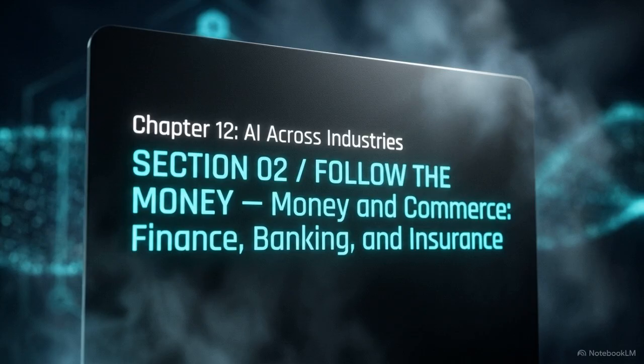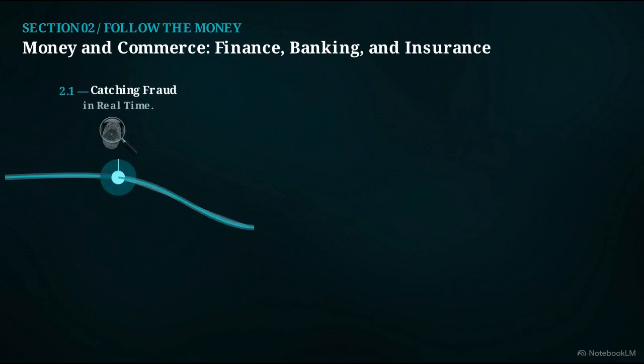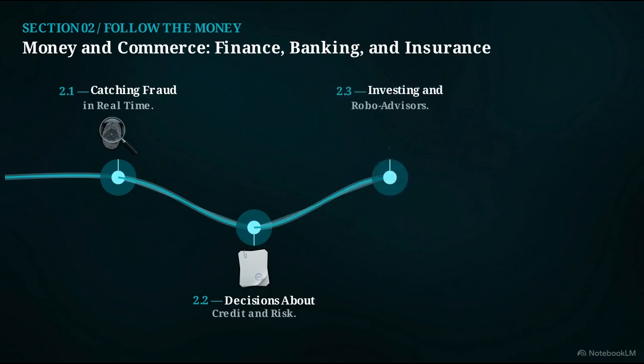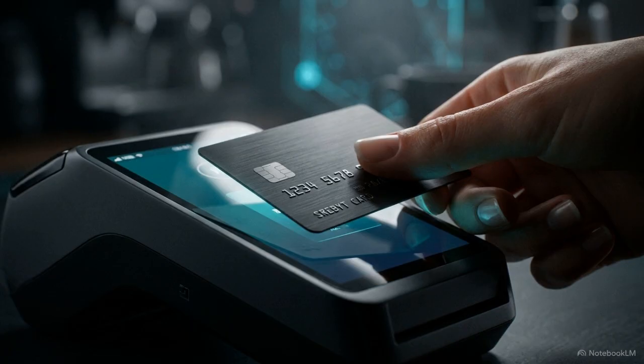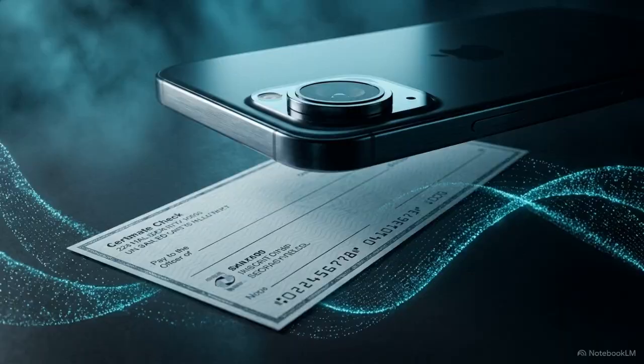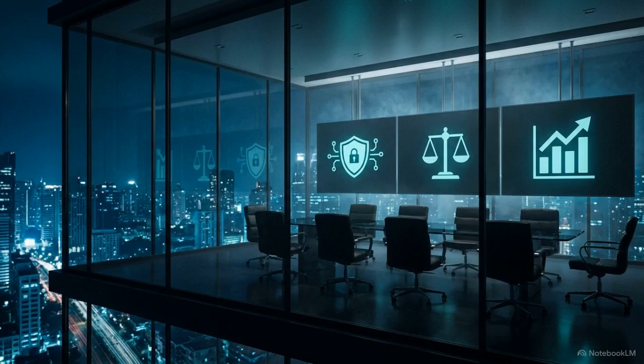Welcome to Chapter 12, Section 2, Follow the Money. This graphic maps out the 4 specific areas we will cover: analyzing data to stop thieves, predicting whether a borrower will repay a loan, leveraging algorithms for wealth management, and improving everyday consumer interactions. Every time you tap a card, swipe a screen, or deposit a check, you leave a highly structured data trail. Financial institutions use that exact trail to train algorithms to protect, evaluate, and grow your money.